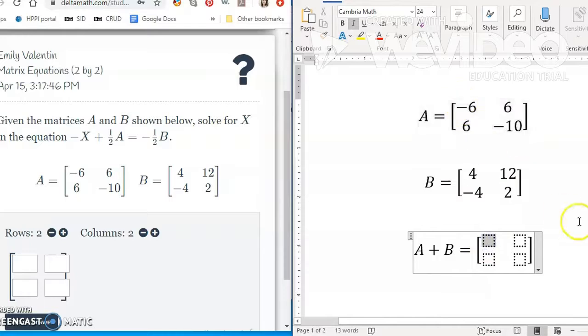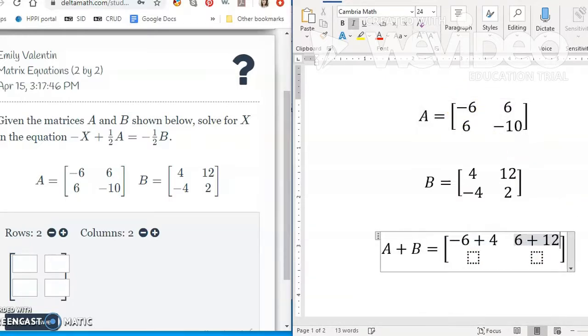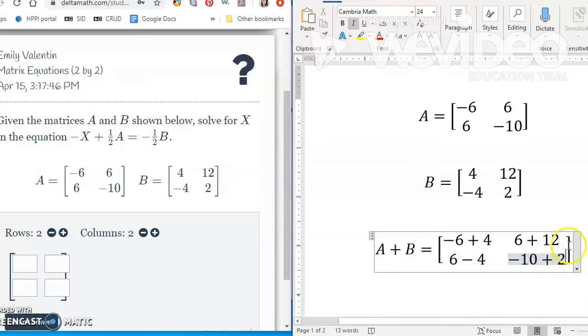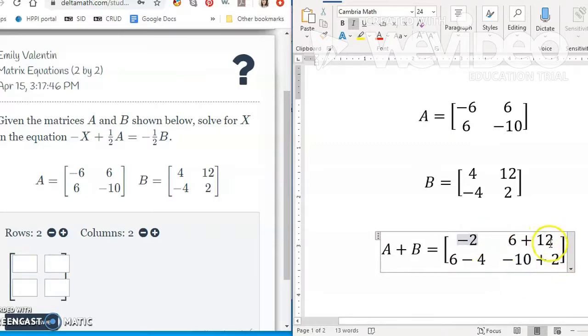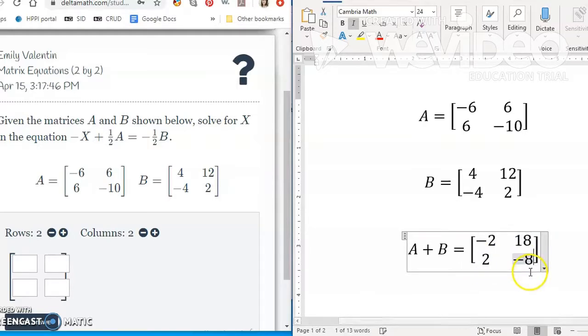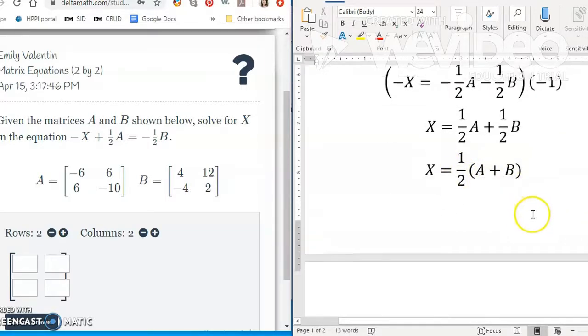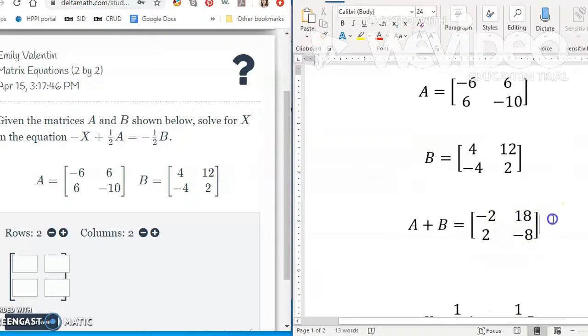So that top left, I have negative 6 plus 4. Top right, 6 plus 12, 6 plus negative 4, and negative 10 plus 2. And then if I want to go in and simplify, negative 6 and 4 makes negative 2. This makes 18. 6 minus 4 is 2. And then negative 10 and 2 makes negative 8. Alright, so then now that I have my a plus b, now I'm going to go ahead and divide everything by 2, or take half.